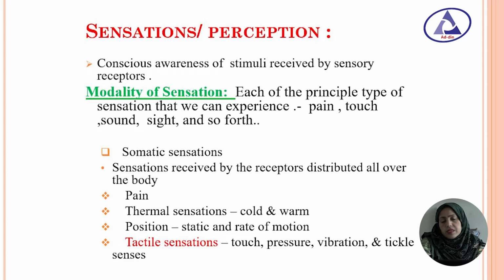Modality of sensation is each of the principal types of sensation that we can experience, that is pain, touch, sound, sight and so forth. Sensation is of two types, somatic sensation and special sensation. Somatic sensation is sensation received by the receptors distributed all over the body, that is pain, thermal sensation, that is cold and warm, position sensation, static and rate of motion, tactile sensations are touch, pressure, vibration and tickle sensation.